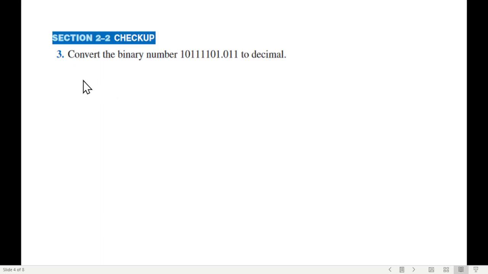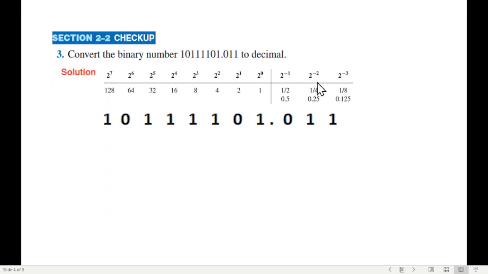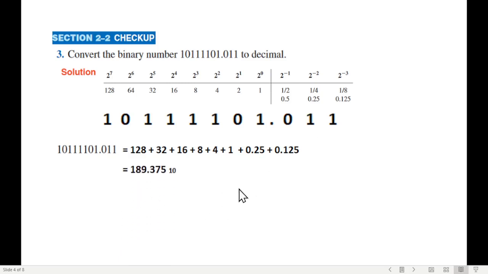The next is to convert the binary number. Again, this is a slightly bigger size, but this is also a fraction number. So we'll follow exactly the same technique. We are now using the bigger table, aligning everything, and wherever there is 1, we'll write the value. So 1 is 128, then 1 is at 32, then 16, 8, 4, 1, and then we have 1 at 0.25 and 1 at 0.125. And so this is our answer.